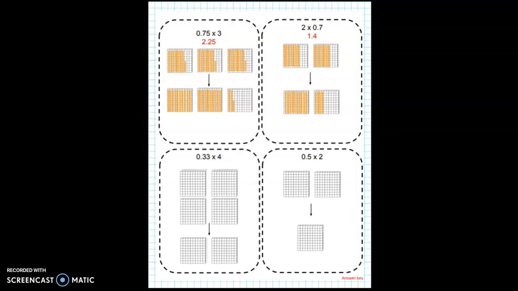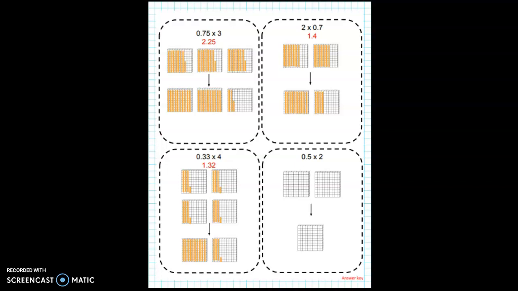Example 3 is 33 hundredths times 4. We need 4 blocks to start, and we are going to color in 33 squares on each of those blocks. Next, combine the 33 squares colored in onto the 2 blocks below. That means 1 whole block will be shaded in and 32 of the next block. That gives us 32 out of 100, so our decimal point will be 1 and 32 hundredths.